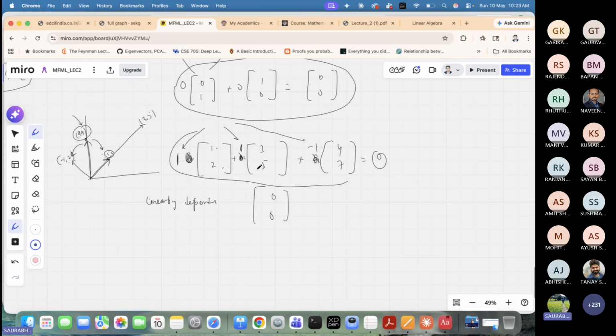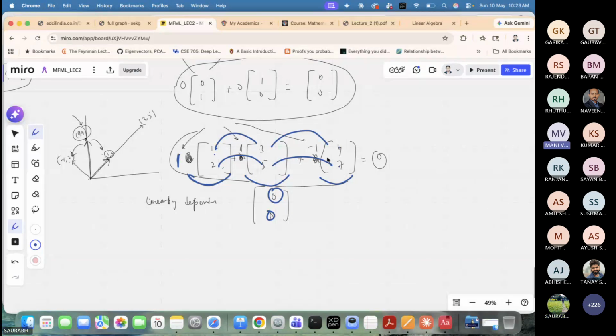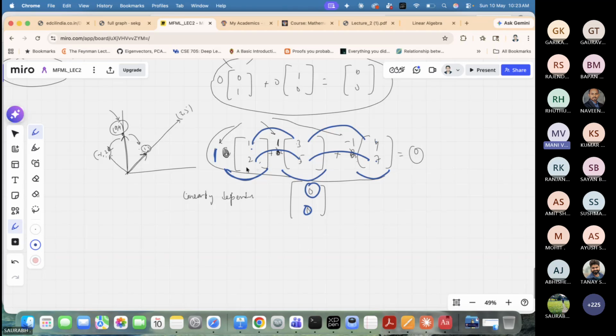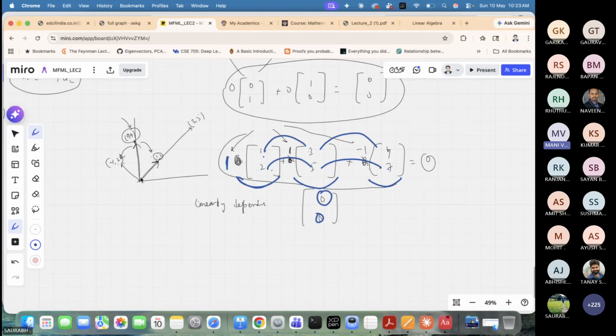Because you are able to see that when you multiply (1, 2) by 1, (3, 5) by 1, and (4, 7) by -1, you would see that 1 plus 3 minus 4 is 0, right? 2 plus 5 minus 7 is 0. Hence, you are able to reach (0, 0) using a linear combination of them. Okay, sir. But in this graph on the left side, you gave (-1, 2) and (1, 2). All these vectors are on different axes.